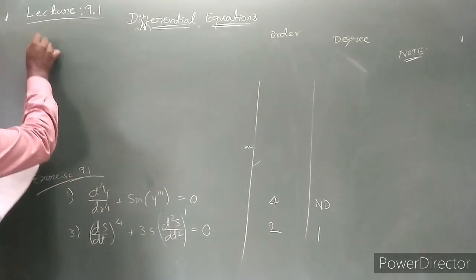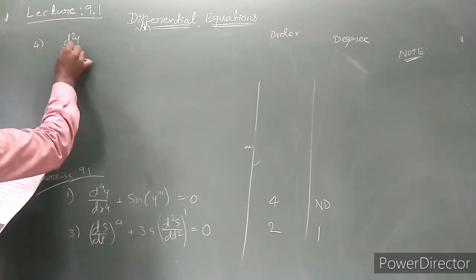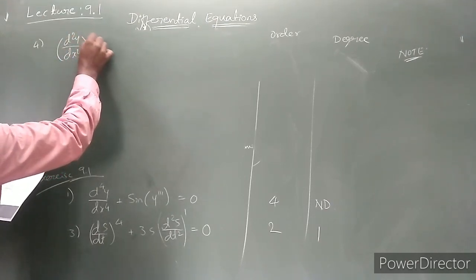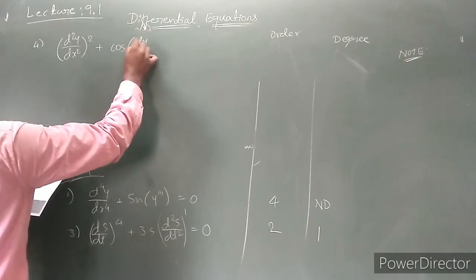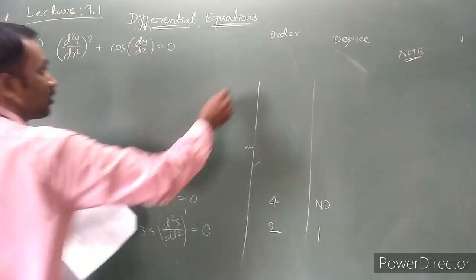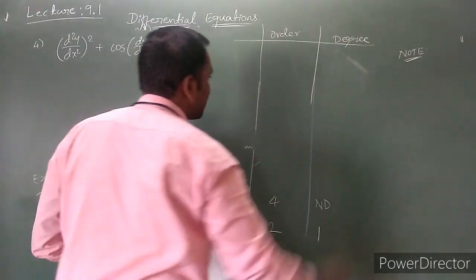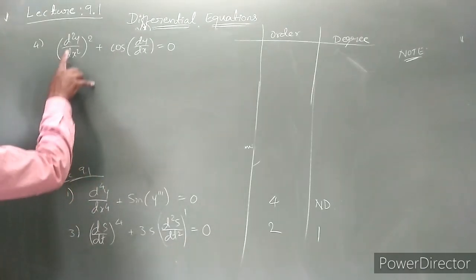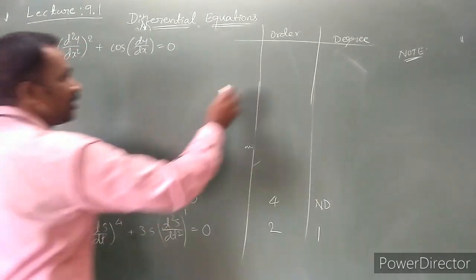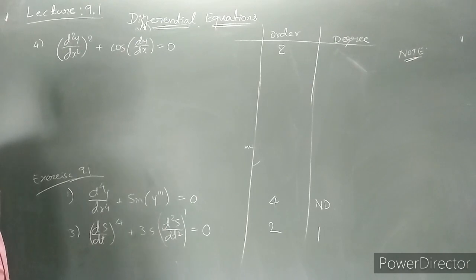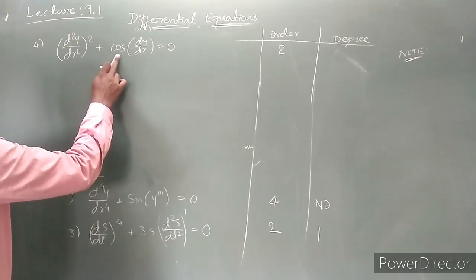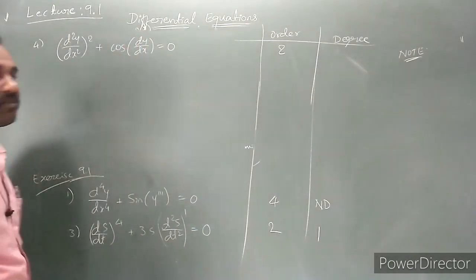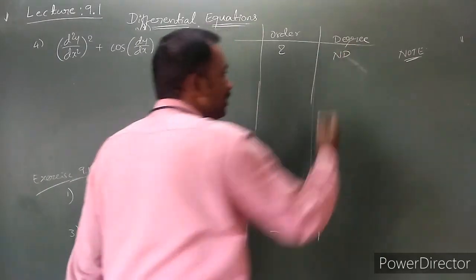Now take the next one, fourth one: (d square y by dx square) whole square plus cos of dy by dx is equal to 0. What is the order and what is the degree of the differential equation? Highest order derivative, 2 times they are differentiated. Next, what is the degree? Degree is not defined because cosine of the derivative is there, a trigonometric ratio. So degree is not defined.